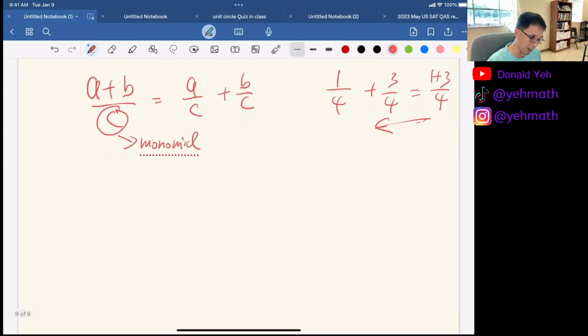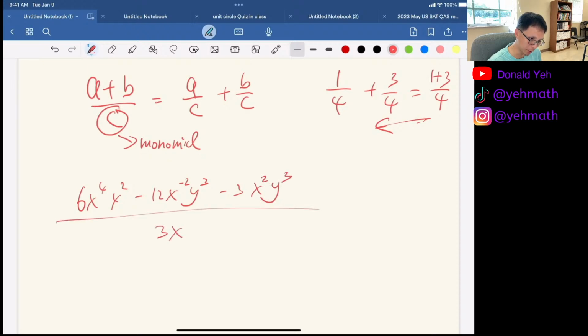So let's say I have (6x^4 y^2 - 12x^-2 y^3 - 3x^2 y^3) over 3x^2 y^2. I want you to simplify, to divide this. Now the thing is, the bottom is a monomial. You might think the top is 3 terms, but no, the bottom is 1 term. Each term is a product, so the bottom is one term. So what can you do?